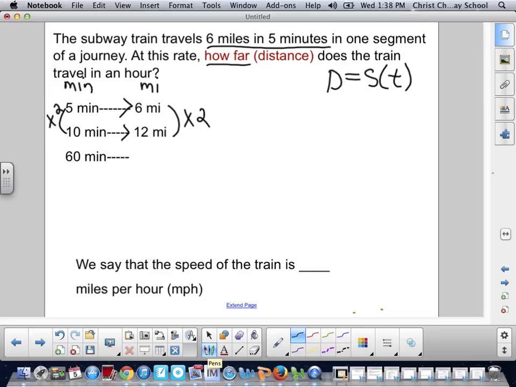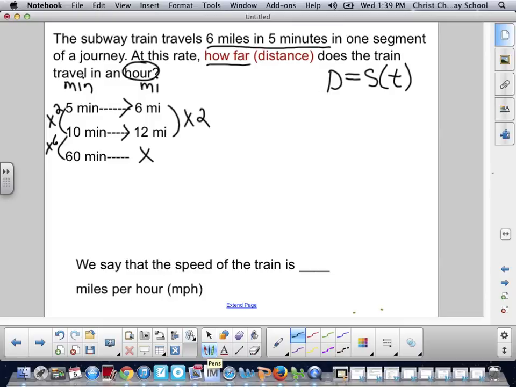So this one is 60 minutes, and where did I get 60 minutes? Well, if I go back into my word problem, it says how far does the train travel in an hour? And as we know, there's 60 minutes in 1 hour. So we need to figure out how many miles that is. So we can say, okay, 10 times what will give us 60? Well, let me think about that. 10 times what will give me 60? And hopefully all of you have come up with 6. 10 times 6 will give us 60.